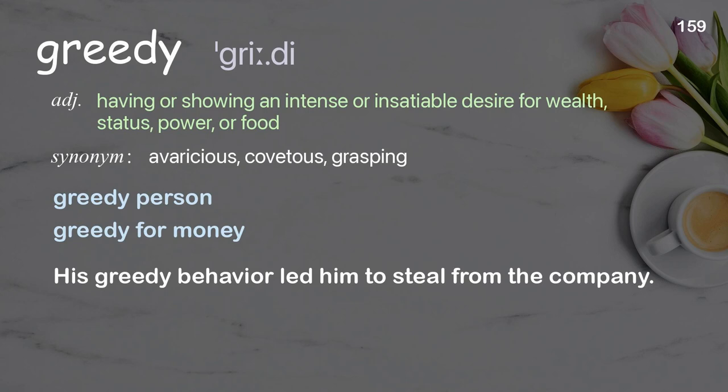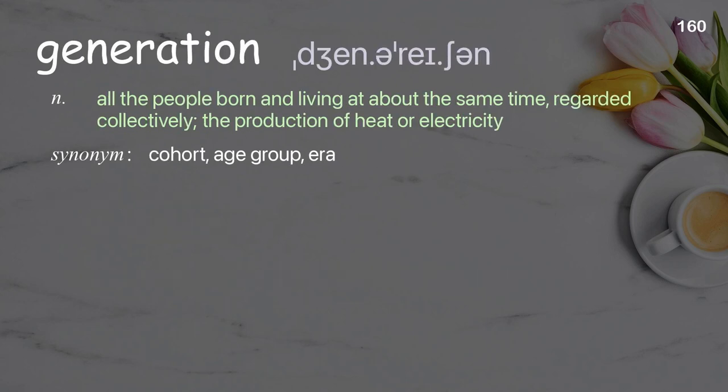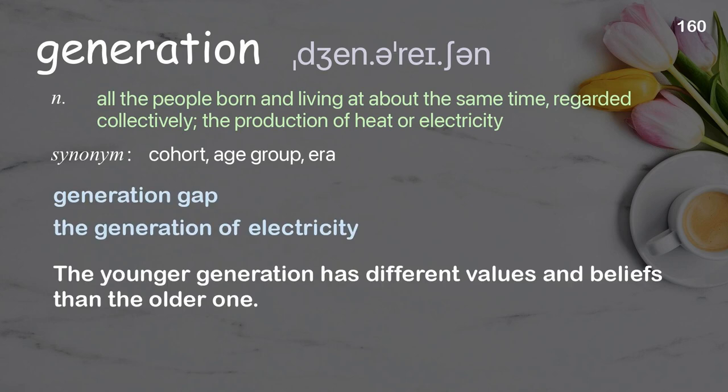Generation. All the people born and living at about the same time, regarded collectively; the production of heat or electricity. Examples: generation gap, the generation of electricity. The younger generation has different values and beliefs than the older one.